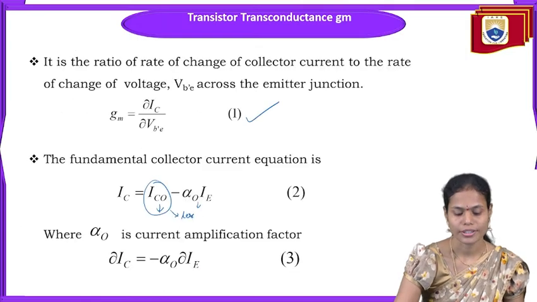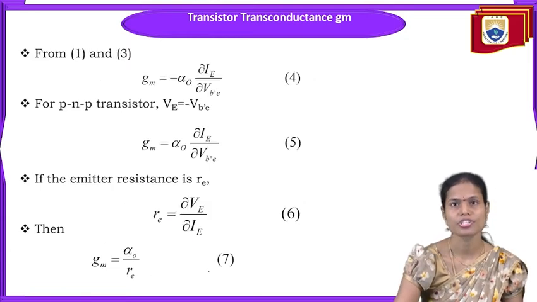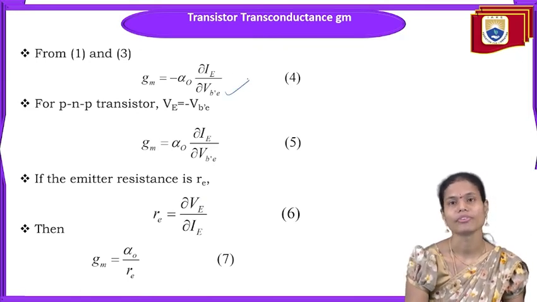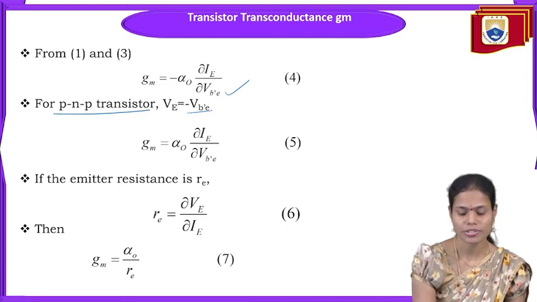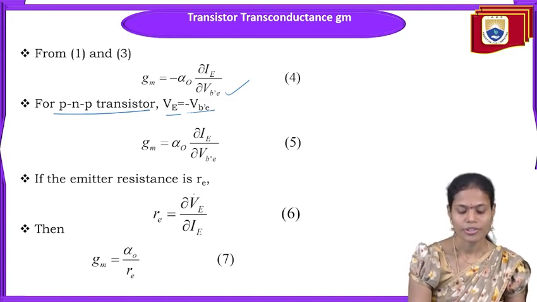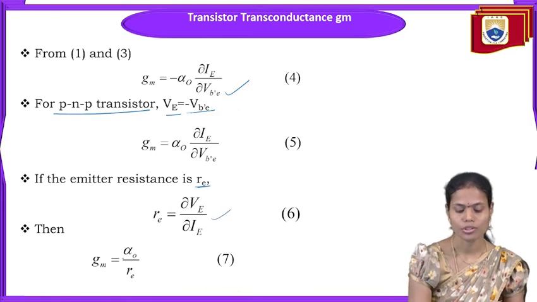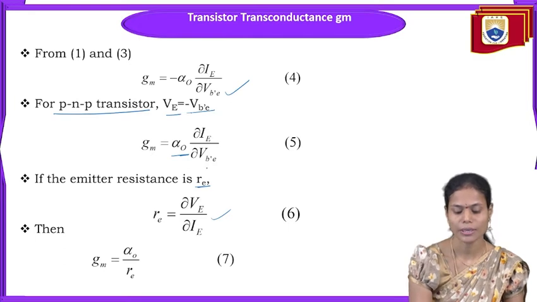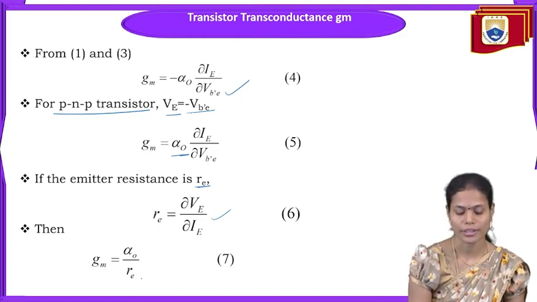So from this we can write Gm from the first and third equations. In the first equation, if you substitute the dou IC value, we will get Gm equal to minus alpha naught dou IE by dou VB'E. For example, if we take a PNP transistor, VB'E is nothing but the emitter voltage VE. So we can write Gm equal to alpha naught dou IE by dou VE. If the emitter resistance is RE, that emitter resistance exists between the emitter voltage and emitter current, so RE is dou VE by dou IE. Then Gm equals alpha naught divided by RE. Why? Because here we have dou IE by dou VE, but the resistance is dou VE by dou IE. It is in reverse form, so that's why we included RE in the denominator: alpha naught by RE.